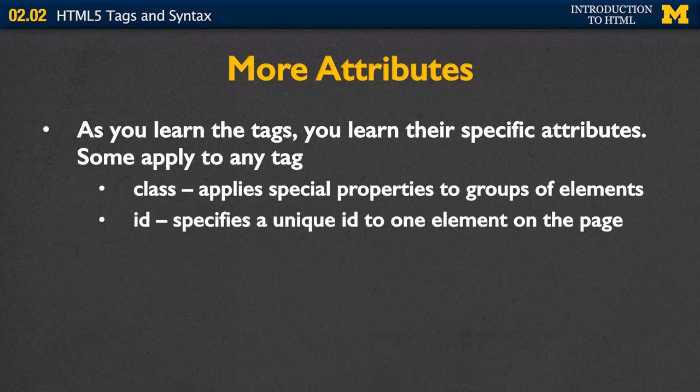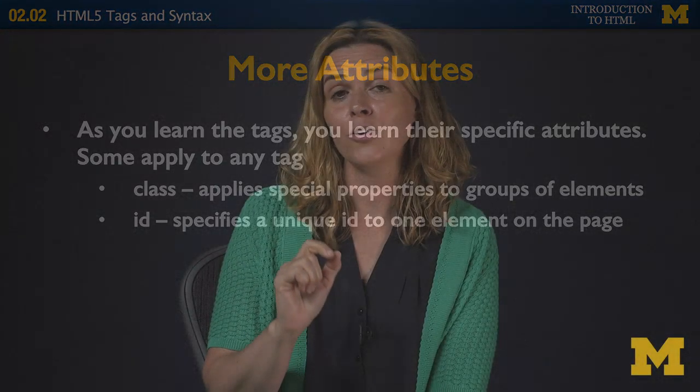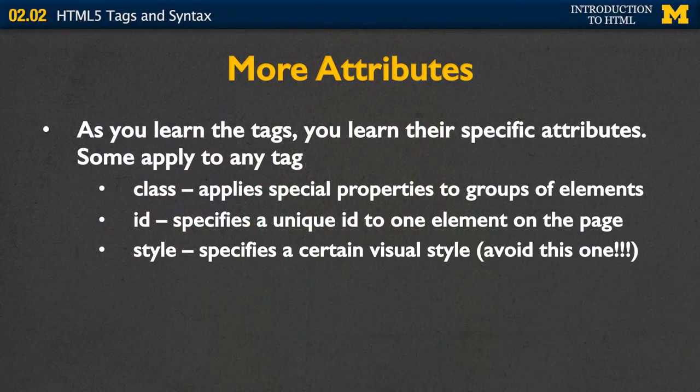IDs specify a very unique ID to just a single element on the page. And you're going to want to do this if you want to link back to it, if later you want to apply JavaScript to it. But ID says, hey, this is a special part of the page, you're not going to find anything else like it. Style is an attribute that used to be very widely used. Style lets you apply visual style, so you could put in special colors or spacing and things like that.